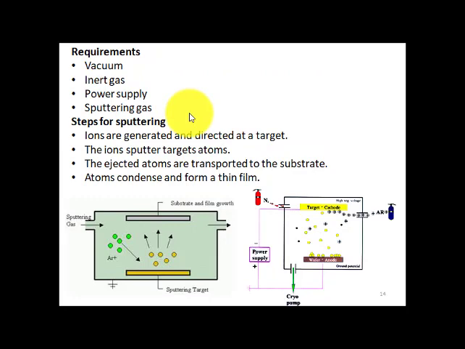Next are the requirements for sputter deposition. We need a vacuum, inert gas, power supply and sputtering gas. The steps for sputtering: ions are generated and directed at a target, the ions sputter target atoms, the ejected atoms are transported to the substrate, and atoms condense and a thin film is formed.